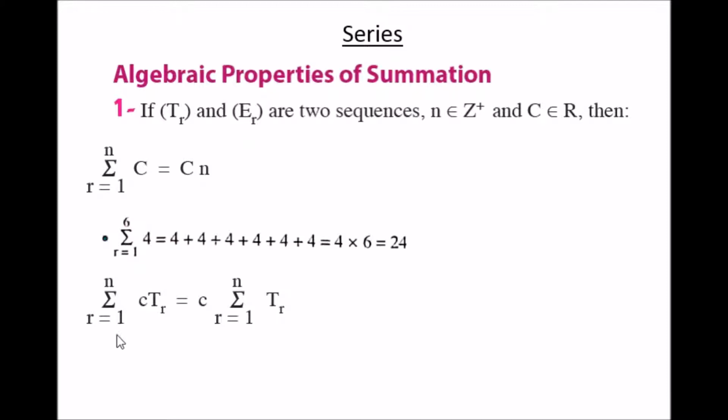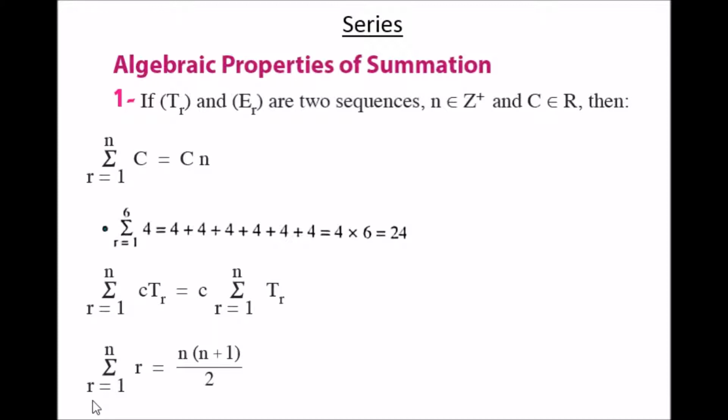The second property, sigma from r equals 1 to r equals n of c times t_r. t_r is a sequence and c is a constant. We can put the constant outside the summation notation. So this equals c times sigma from r equals 1 to r equals n of t_r.